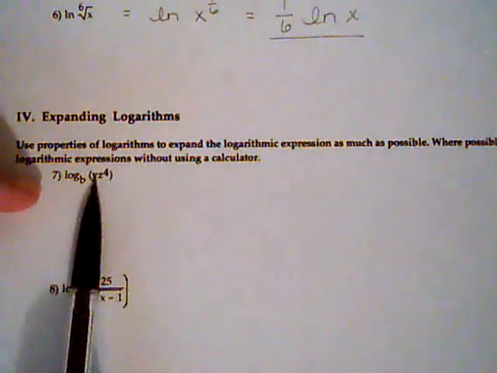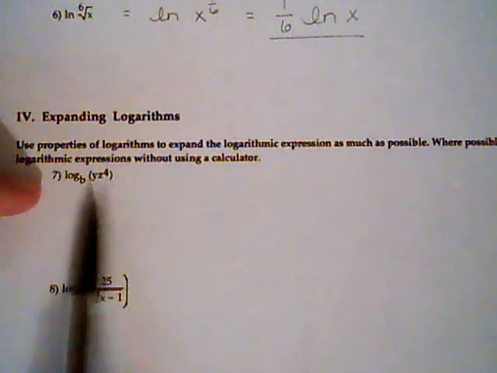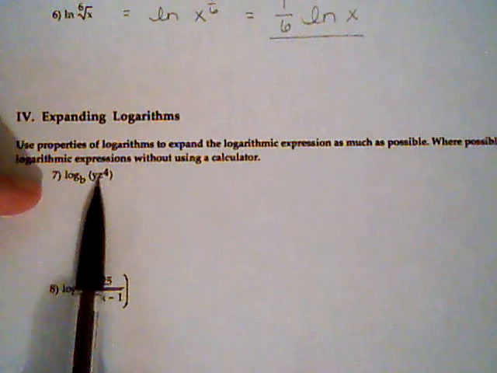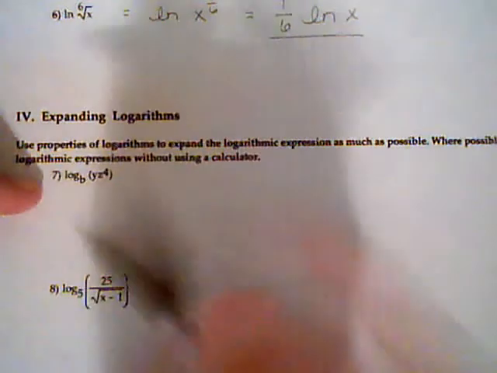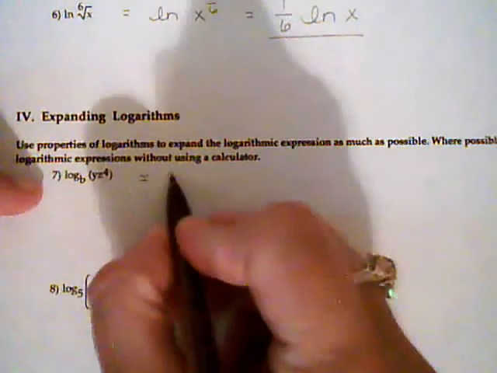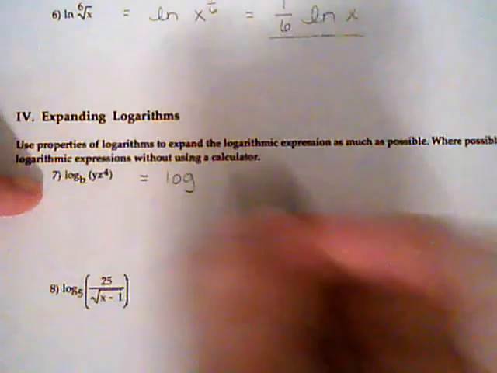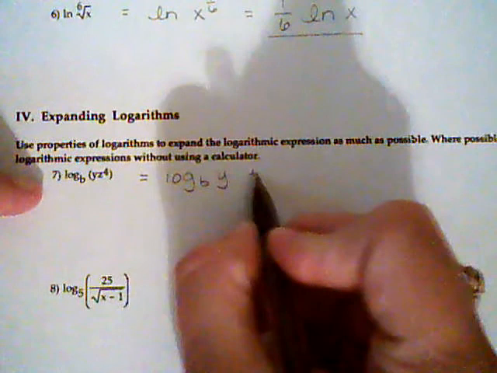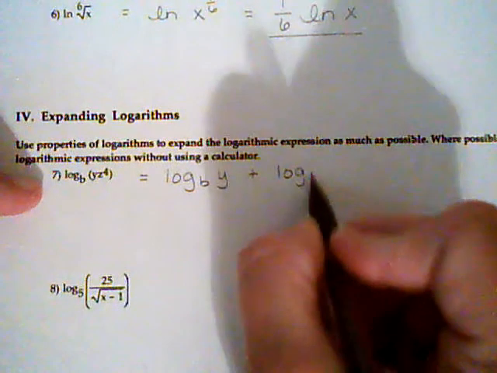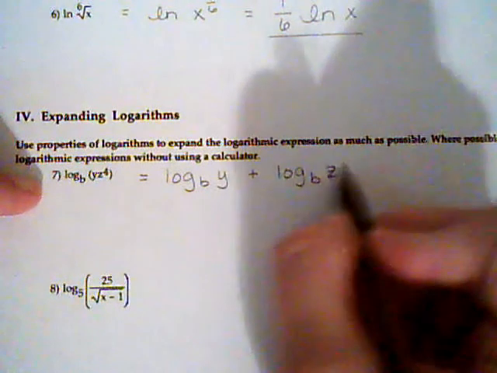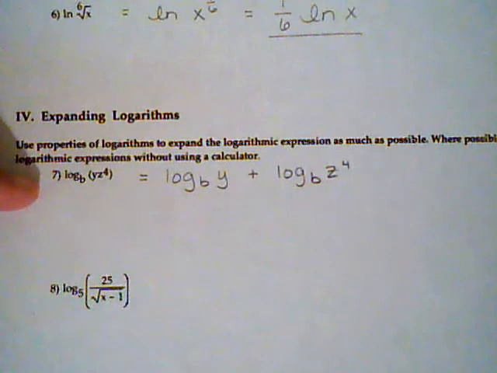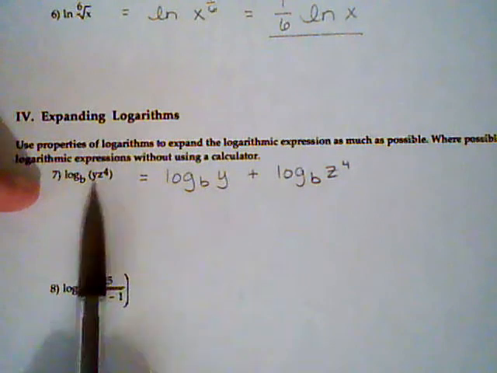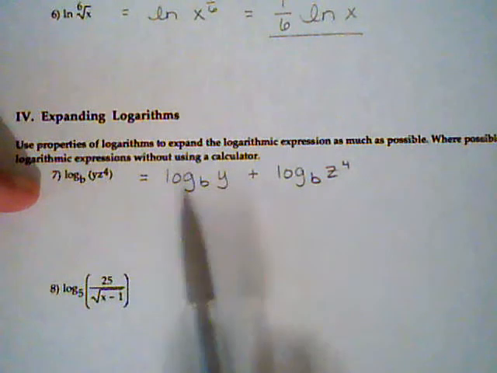So first I'm going to look at my argument and say, okay, what's going on here? Well, I have multiplication, so that means that I can rewrite this using the product rule as log base b of y plus log base b of z to the 4th. Okay, so the fact that I had multiplication here means that I can rewrite it as a sum.